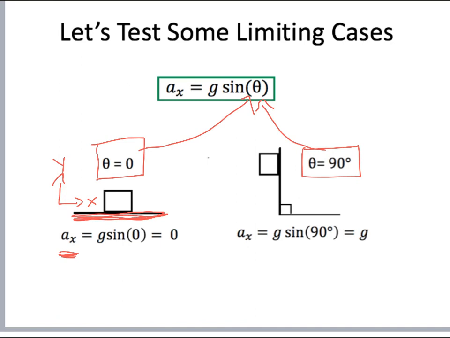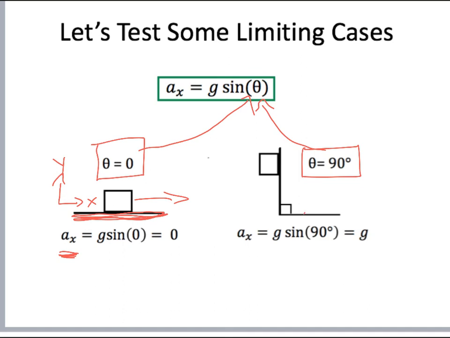Does that make sense? I hope it does, because if you have a block sitting on a flat surface, gravity is not going to make it accelerate to the left or the right. So there's no acceleration in the x direction if theta is 0. Our limiting case makes sense. What about the other one?